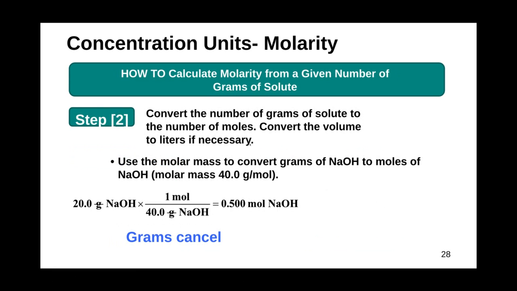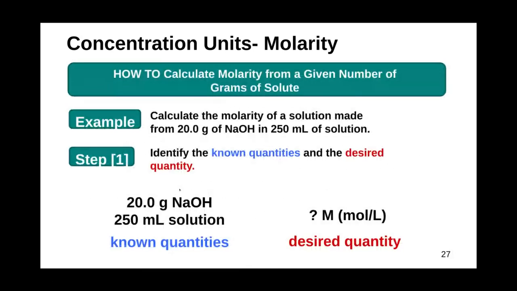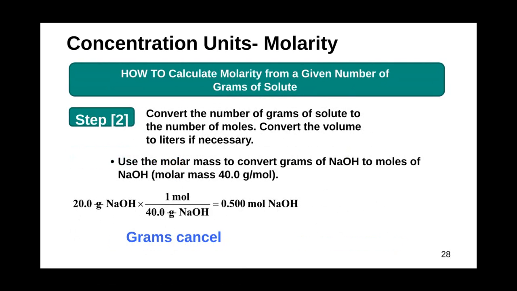we first convert the number of grams of a solute to the number of moles, and then we convert the volume to liters if necessary. Now, remember from this equation, it's always in liters. We're working in moles per liter. So we have to always be working in liters. Now, this problem I gave you is in milliliters, so we have to convert milliliters first to our friend liters.